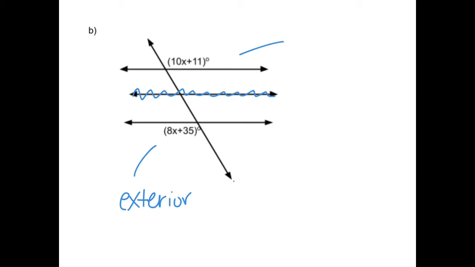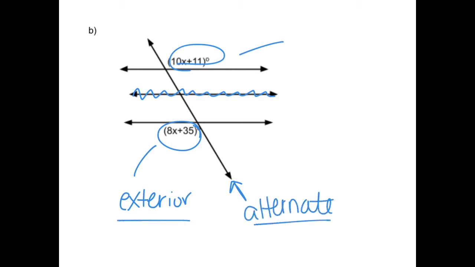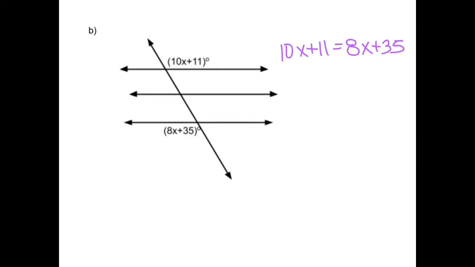And based off of the relationship with this transversal, this angle is on the left of the transversal, this angle is on the right of the transversal. They are on alternate sides. So they are alternate exterior angles which are congruent, which means I can set their values equal to each other. When I set their values equal to each other, I will be able to solve for x, and then just like the last problem, plug that x value into these expressions to figure out the actual measure of the angles.